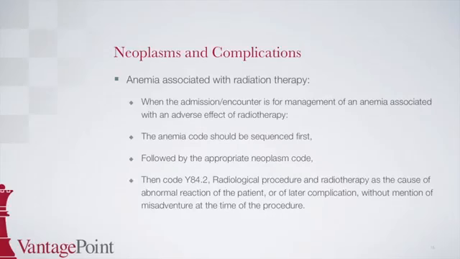Similarly, when the patient has anemia due to radiation therapy and the reason for the visit is to treat the anemia, your code sequence will be the code for the anemia, followed by your neoplasms, and then Y84.2, which is radiological procedure and radiotherapy as the cause of abnormal reaction of the patient or of later complication, without mention of misadventure at the time of the procedure.